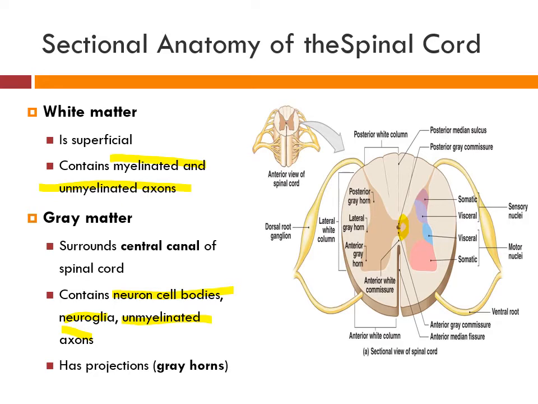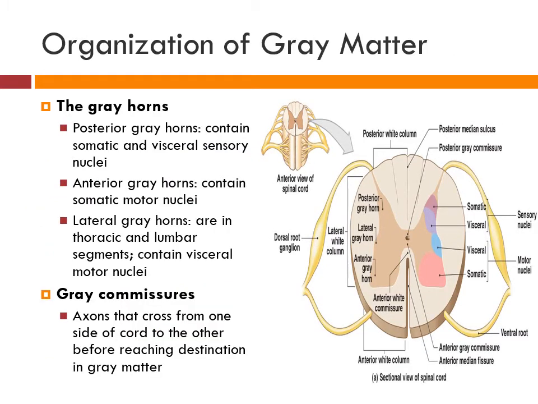And the gray matter has projections, which are called horns. So our gray horns are broken into posterior gray horns, anterior gray horns, and lateral gray horns. So what delineates anterior from posterior is about the level of the central canal. So all of this is posterior horn. So you have one there, and one here, and one there.